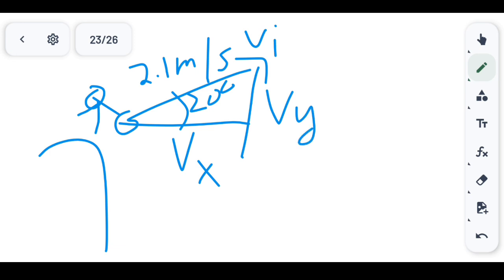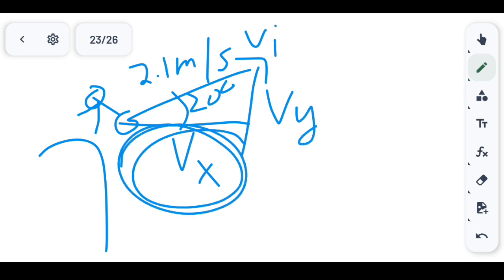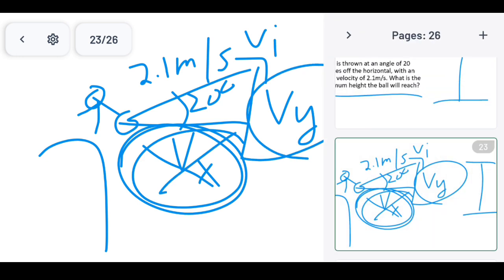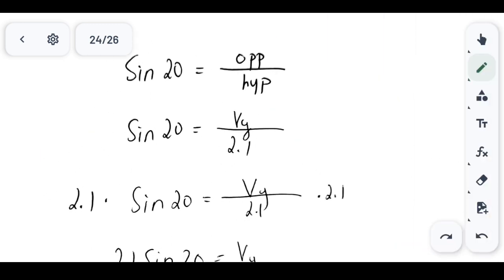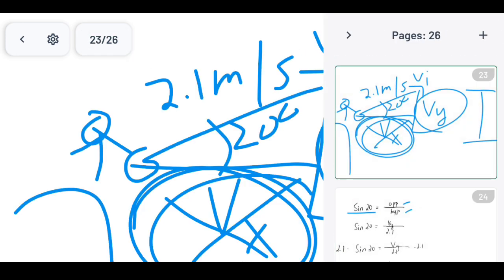Pero kahit di mo na ito hanapin kasi ang tanong lang naman ay maximum height. So, focus ka na lang sa y component. Huwag mo na ito hanapin. Ito ka na lang, v sub y. Anong trigonometric function gagamitin natin kapag hinahanap natin ang y component? Yes, sine. So, balik tayo dito. Sine, tapos yung given degree na 20 degrees, then opposite over hypotenuse. So, balik tayo sa drawing natin.